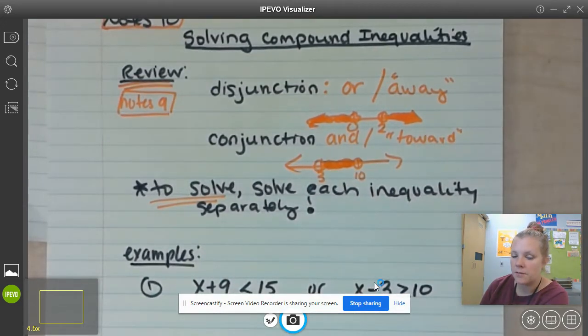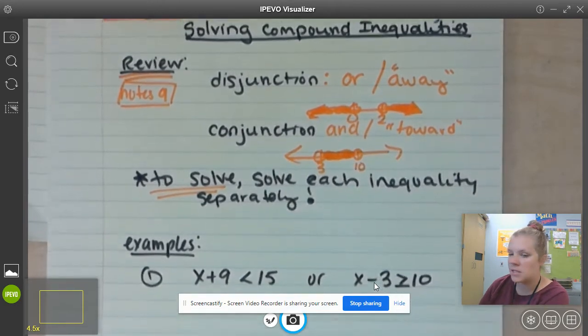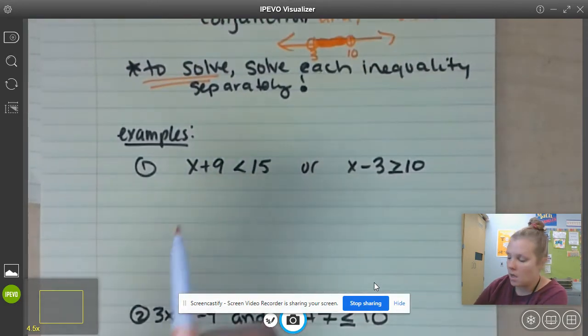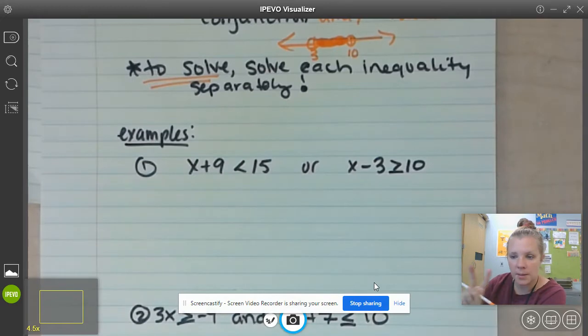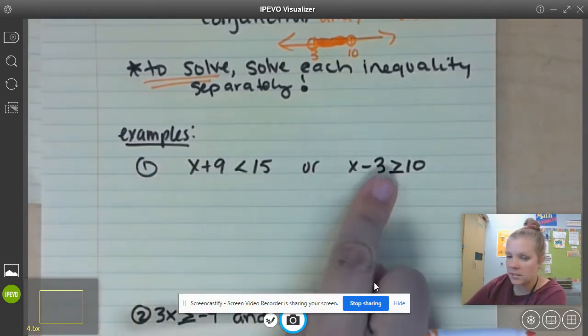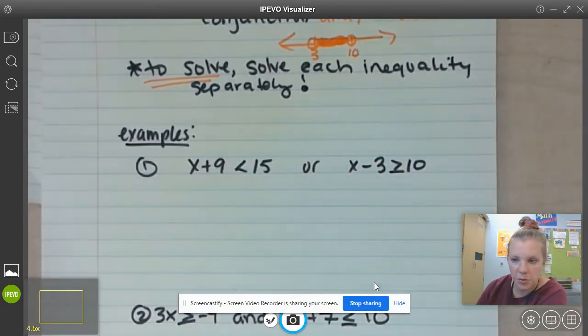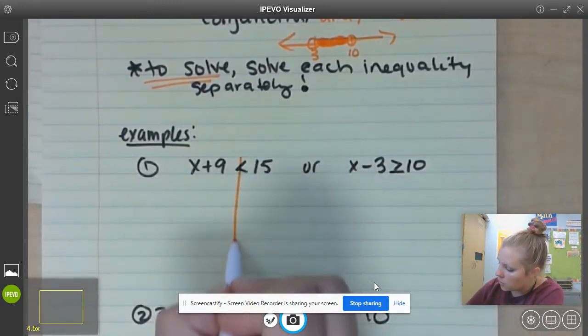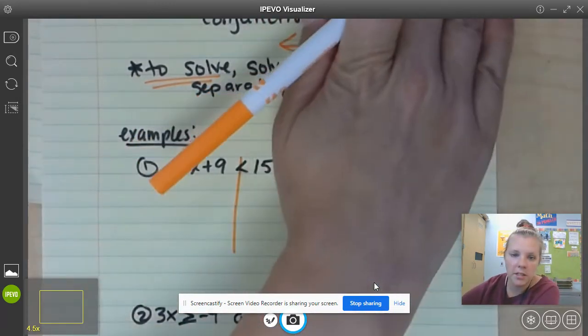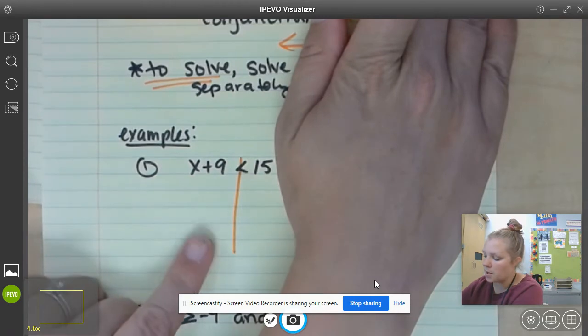This should be pretty self-explanatory. So this is an example. The issue here is we have two separate inequalities to solve. We're going to solve this one and solve this one, and then we're going to put the word or in between, and that's going to be our answer. So we're going to draw a line through this inequality. We're going to totally ignore this one. We're just looking at this problem.